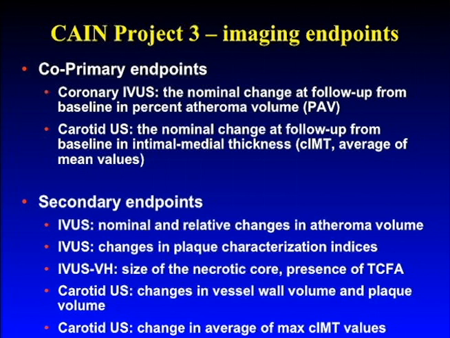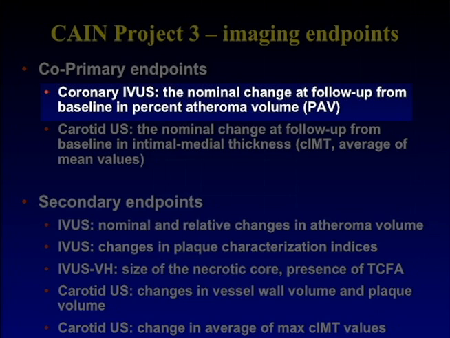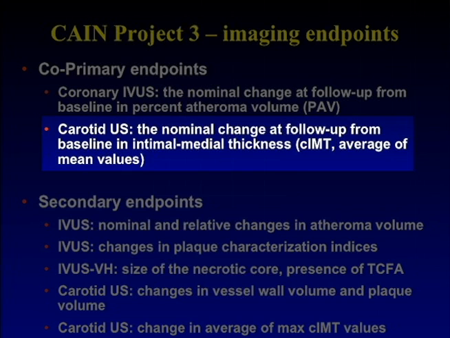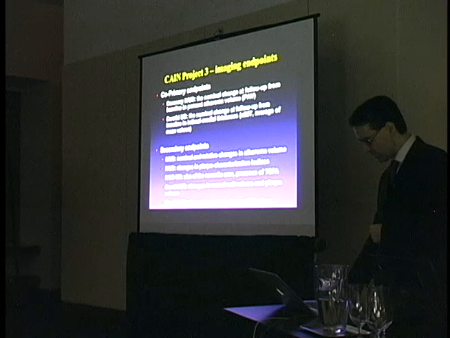2 co-primary endpoints, one in the coronary circulation. So the coronary co-primary endpoint in CAIN Project 3 is the nominal change in PAV. I mentioned what PAV is a few minutes ago. And the carotid co-primary endpoint is the nominal change in mean IMT. And again, Eva described this morning.